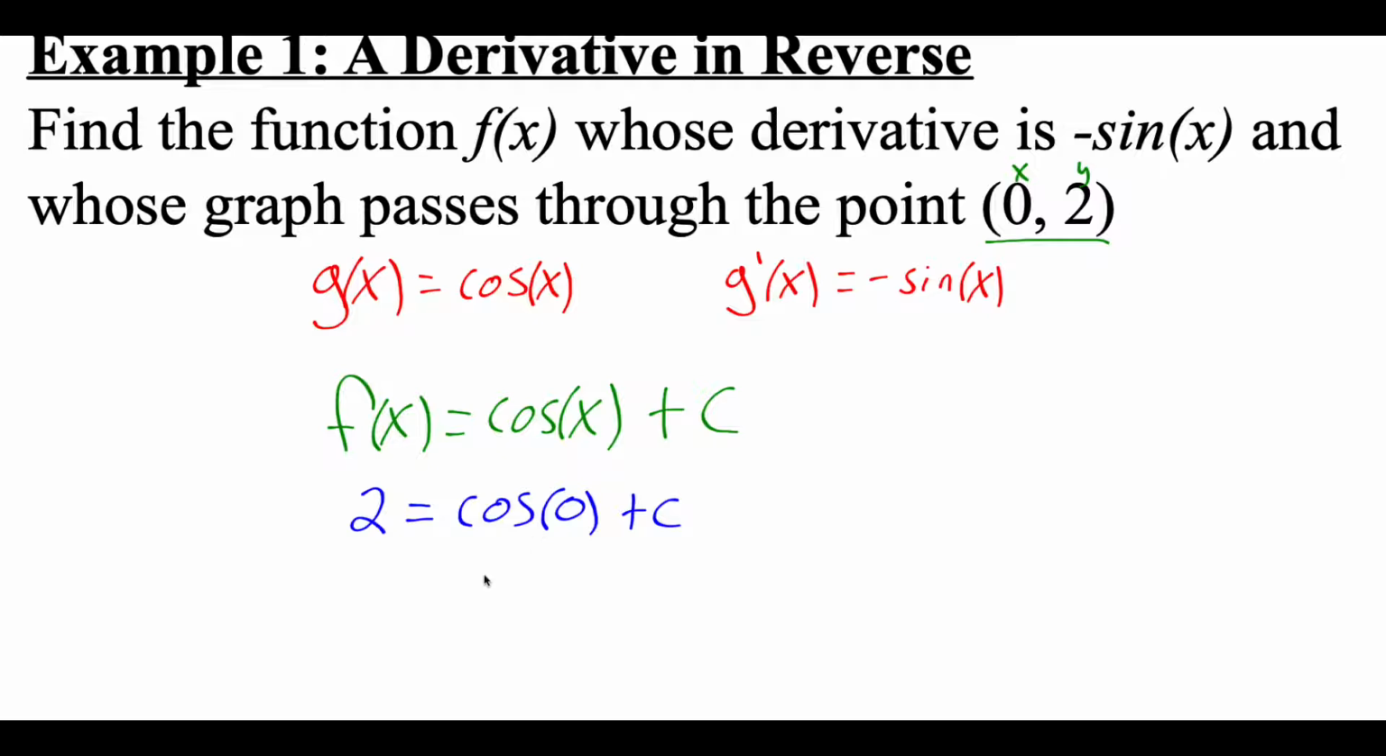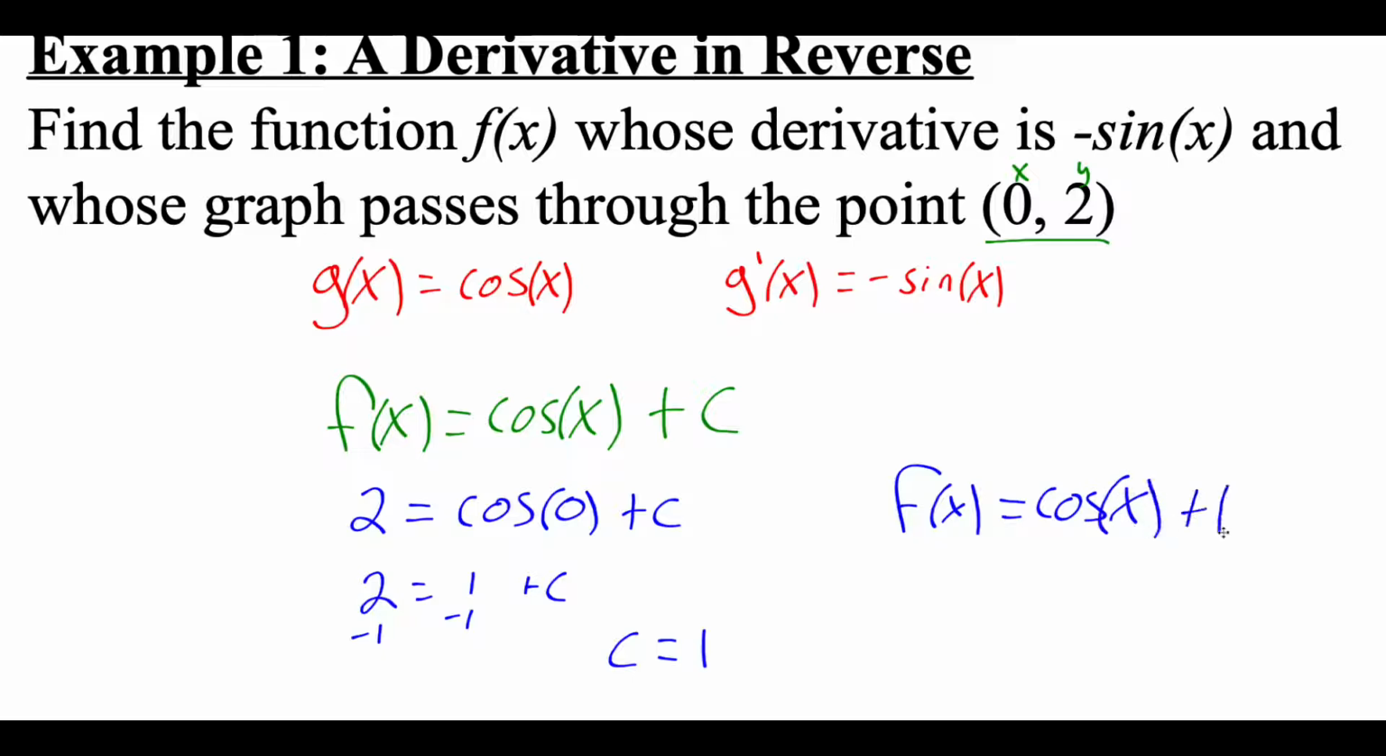Well, from the unit circle, the cosine of 0 is 1. So we've got the equation 2 equals 1 plus c. If we're solving for c, I would subtract that 1 over to the left-hand side, so we get a c value of 1. So our f of x function must be the cosine of x plus 1.